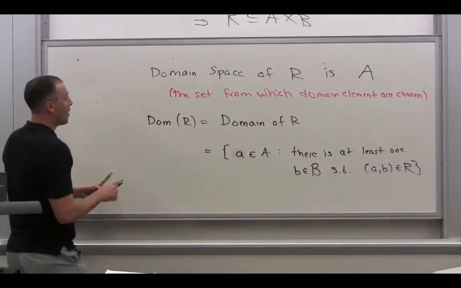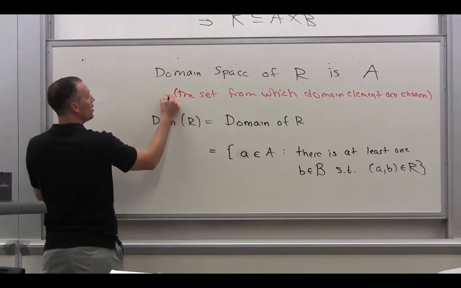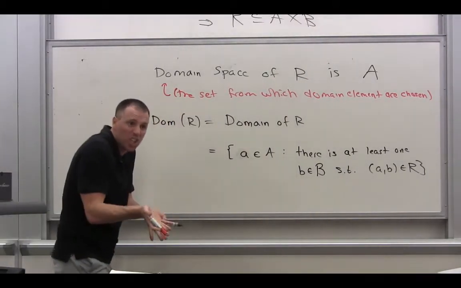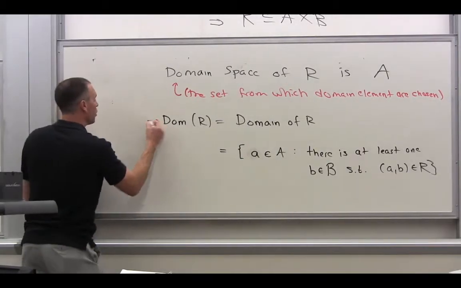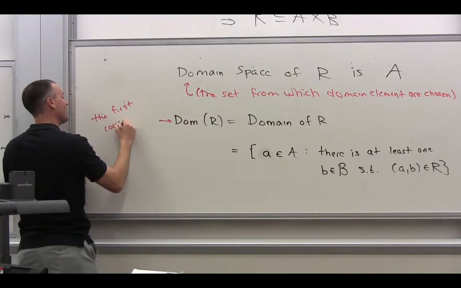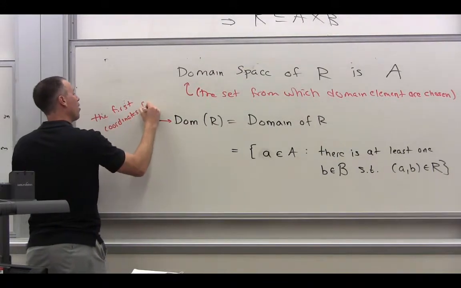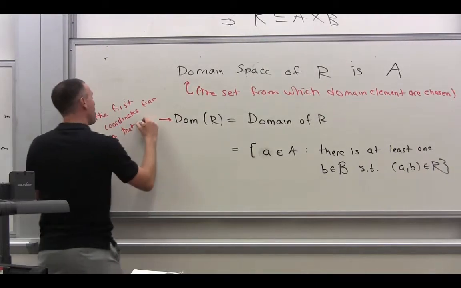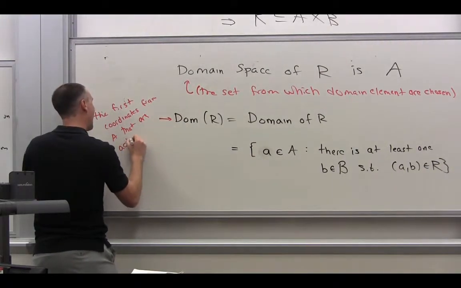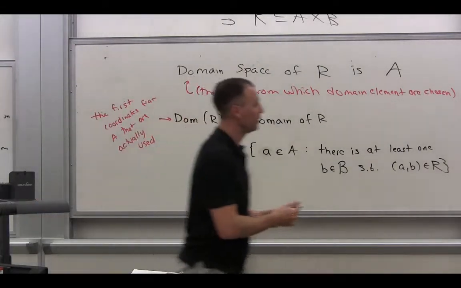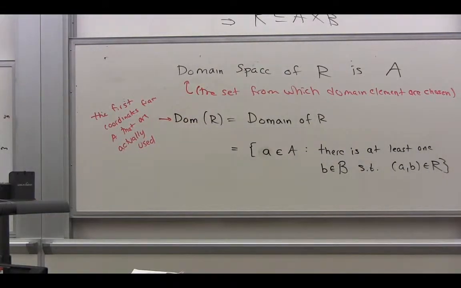So what is the domain space? All possible elements that I could choose for my first coordinate. And the domain? The first coordinates from A that are actually used. Okay?